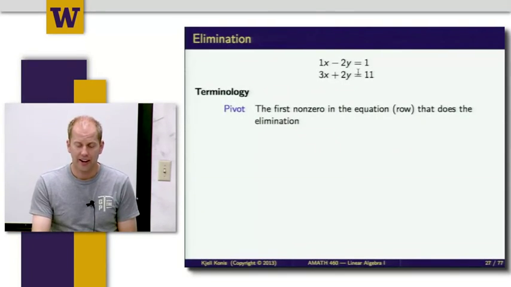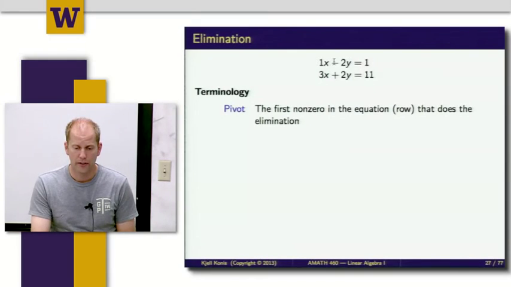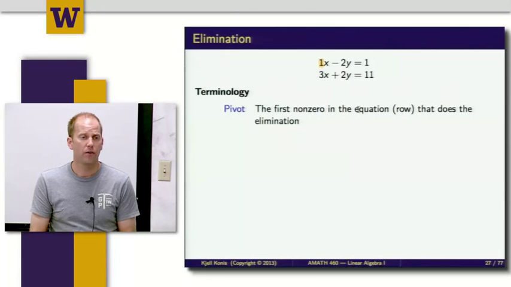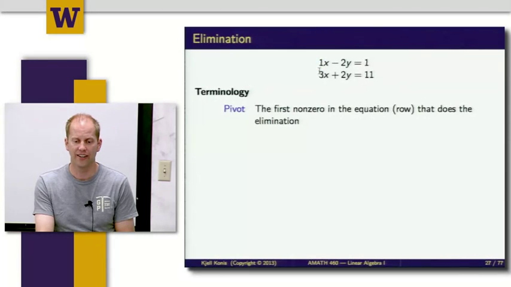So now let's look at a more technical approach for solving this problem. So now instead of just calling this x, I'm going to put a 1x here. And I'm going to introduce a little bit of terminology. So a pivot is going to be the first non-zero equation in a row that does the elimination. So when I do my substitution, I'm using the first equation to eliminate the x in the second equation. So that's what I mean by the row or the equation. This is the equation that's going to do the elimination. So I'm going to use this equation to eliminate x.